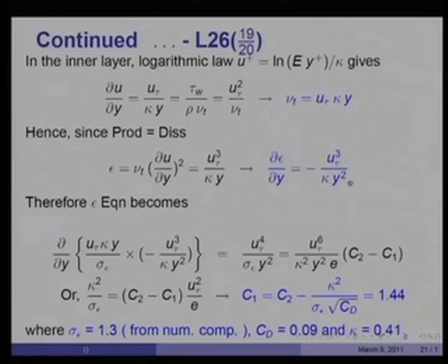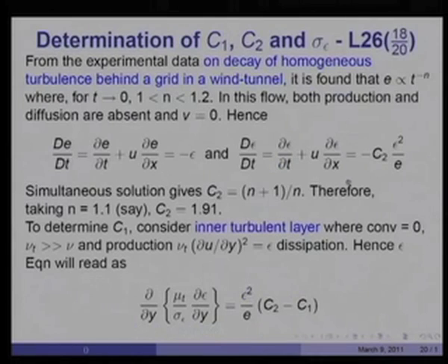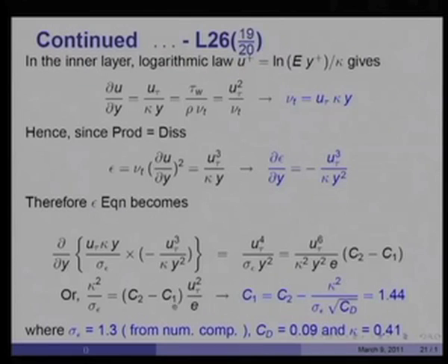square. So, if we now substitute d epsilon by dy here in this equation and also take mu t appropriately as shown here and d epsilon by dy as shown here.